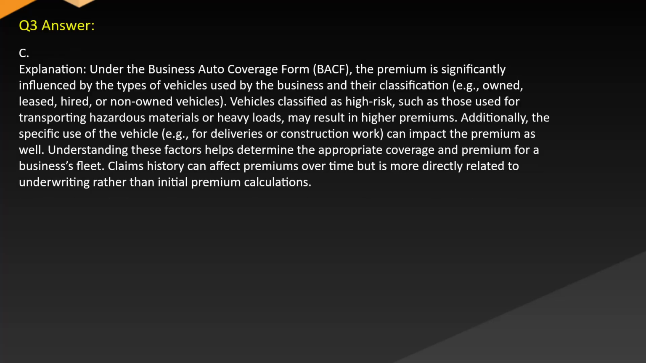Answer. C. Explanation. Under the business auto coverage form (BAC), the premium is significantly influenced by the types of vehicles used by the business and their classification, e.g., owned, leased, hired, or non-owned vehicles. Vehicles classified as high risk, such as those used for transporting hazardous materials or heavy loads, may result in higher premiums. Additionally, the specific use of the vehicle, e.g., for deliveries or construction work, can impact the premium as well. Understanding these factors helps determine the appropriate coverage and premium for a business's fleet. Claims history can affect premiums over time, but is more directly related to underwriting rather than initial premium calculations.